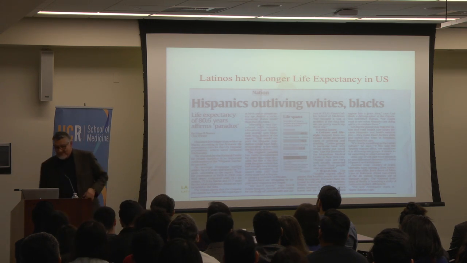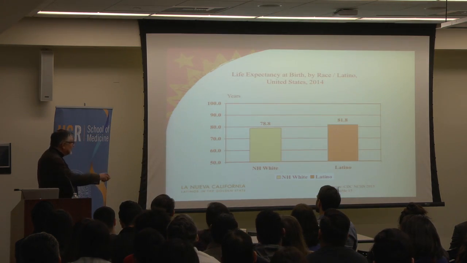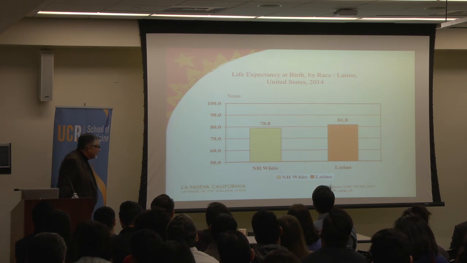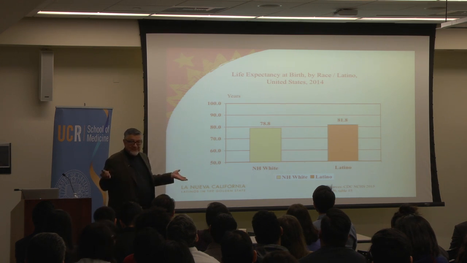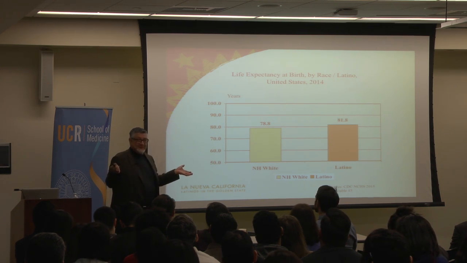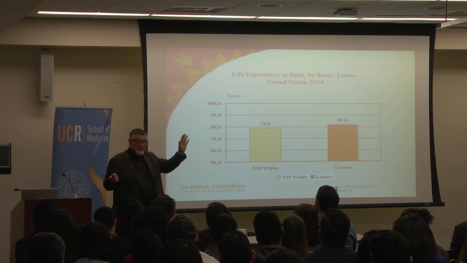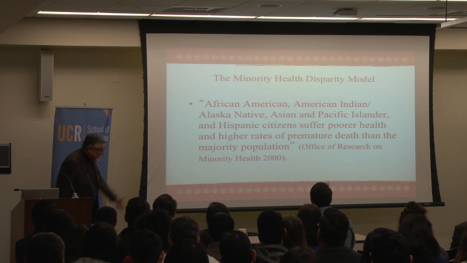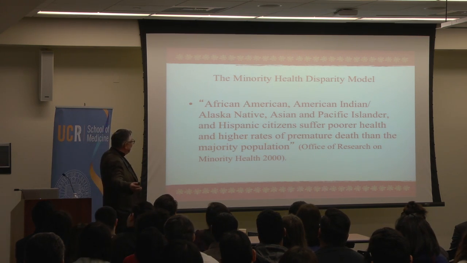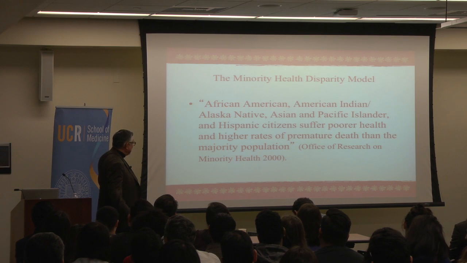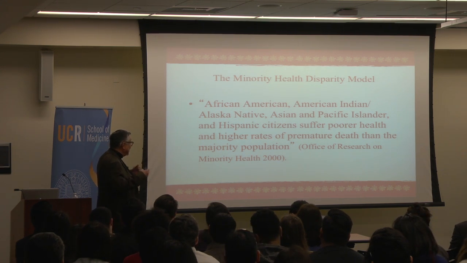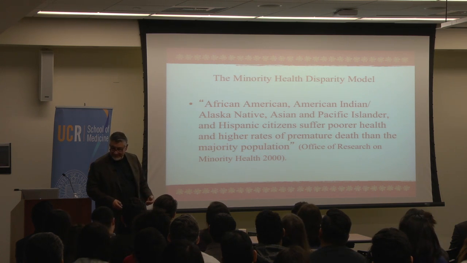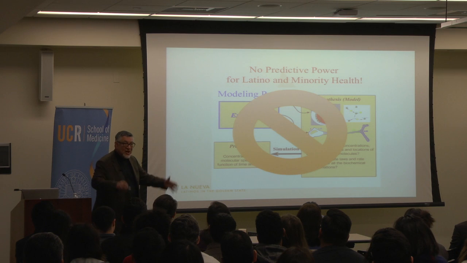And we get to life expectancy. We've been tracking this for quite a while. Latinos have a 3-year longer life expectancy than non-Hispanic white. I turned 72 this year. Let me tell you, those 3 extra years are looking mighty good right now. Mighty good. Okay, so let's go back to this. African American, American Indian, Alaska Native, Asian and Pacific Islander, and Hispanic citizens suffer poorer health and higher rates of premature death than the majority population. Guess what? The model does not work.